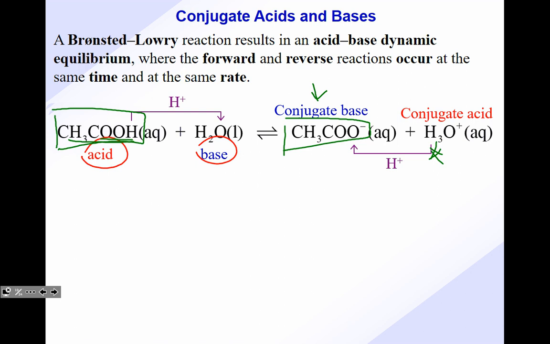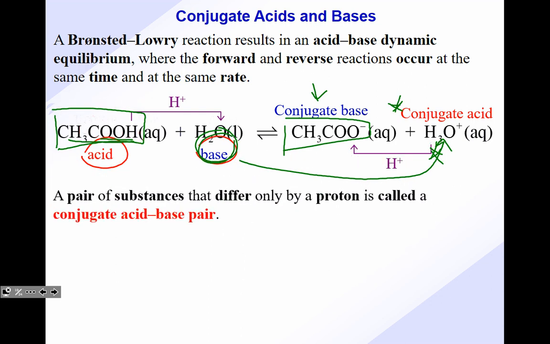And they kind of become a partnership. Here we have water, and it changed to the hydronium ion, right? So here's my base, and its partner is called a conjugate acid. So just be aware of those names. A pair of substances that differ only by a proton. So that's how they differ when you compare this one to this one. There's just a difference of one proton. Same thing with the H2O and the H3O+. We call those conjugate acid-base pairs.